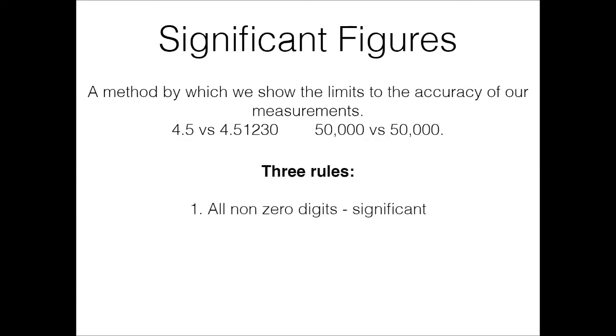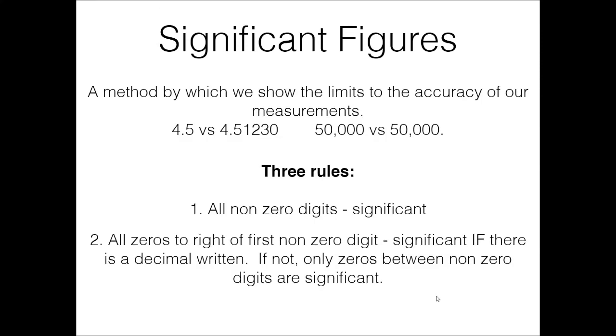Three rules for looking at significant figures in measurements, okay? Not deriving them, but looking at measurements that have already been found and determining how many significant figures they have. That's what we're doing right now. There are three rules for doing that. Number one, all non-zero digits are significant figures. Significant digits, in other words. So for example, 4.5123, those non-zero digits are always significant. So if you've included them in your final measurement that you're publishing, they're always considered significant.